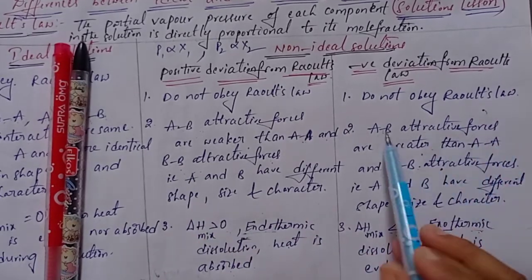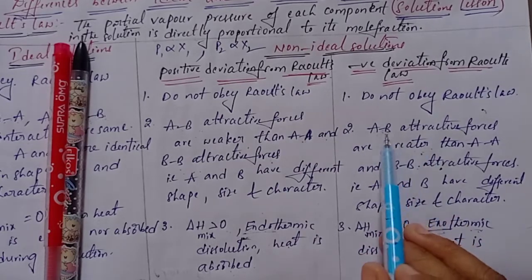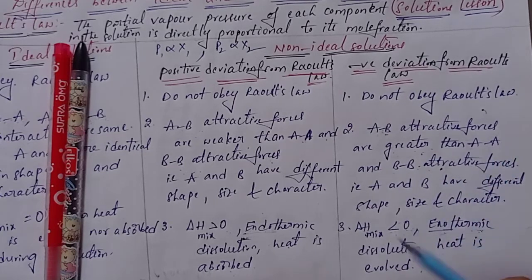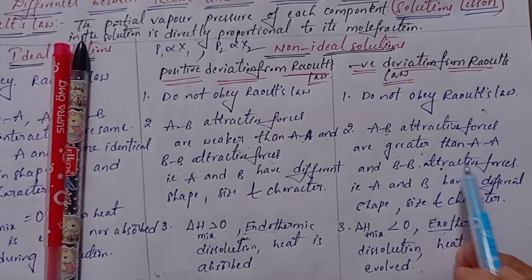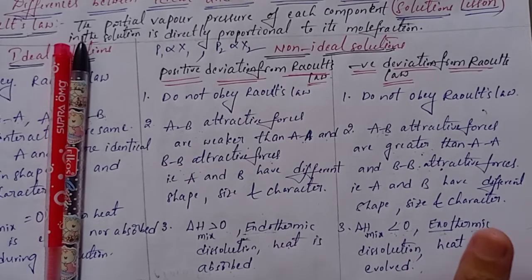Here attractive forces are greater, between two different components. So that's why here released energy is more, absorbed energy is less. That's why absorbed energy minus released energy, you will get the negative value. So that's why the delta H value is less than 0. It is an exothermic reaction. Clear this, students?